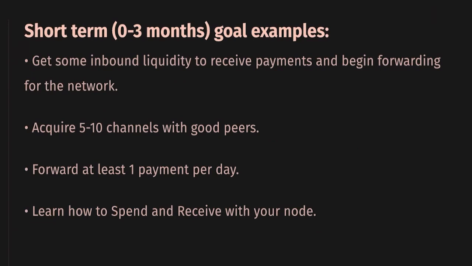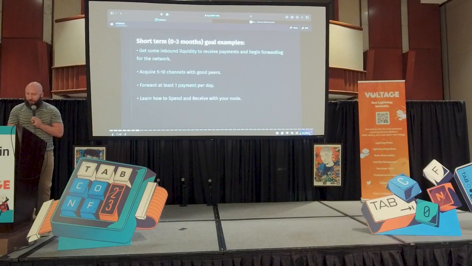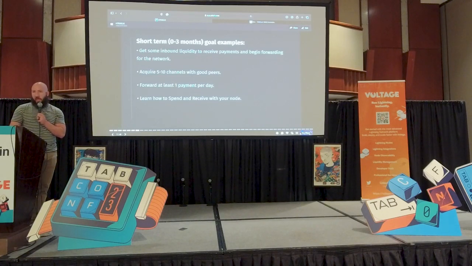examples of a short-term goal, right? Maybe a short-term goal is, let's acquire some inbound liquidity. Let's open 5 to 10 channels with good peers. We'll talk about peers here in a little bit. And maybe you want to see if your node can forward a payment or 2 per day. And then you also want to learn how to send and receive. So that's a good short-term goal on your first Lightning node.